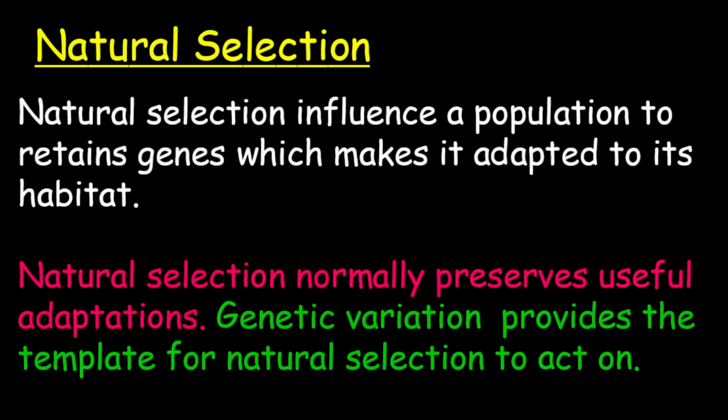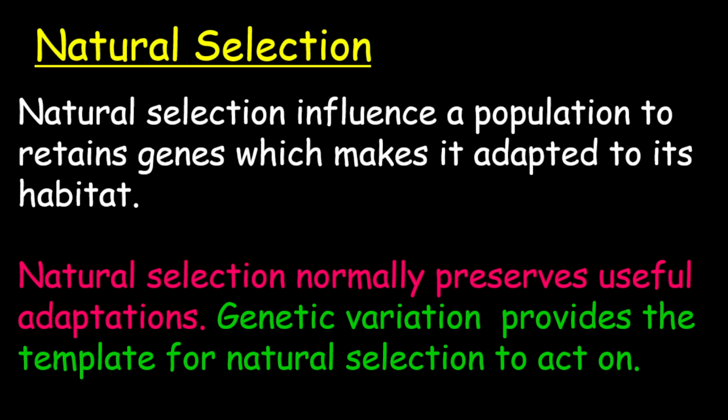All right. Now, natural selection. Natural selection influences a population to retain genes which make it adapted to that habitat. All right? So that's natural selection. So when you understand this now, natural selection influences a population to retain genes which make it adaptable or adapted to its habitat. Now, for natural selection, you have different features or different traits within the same population, and the best one will survive. So natural selection normally preserves useful adaptation. All right, so that's very important.